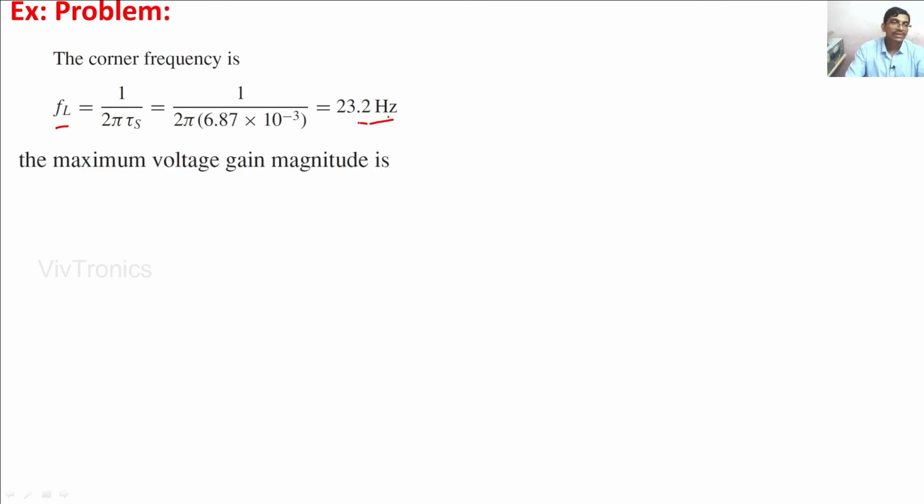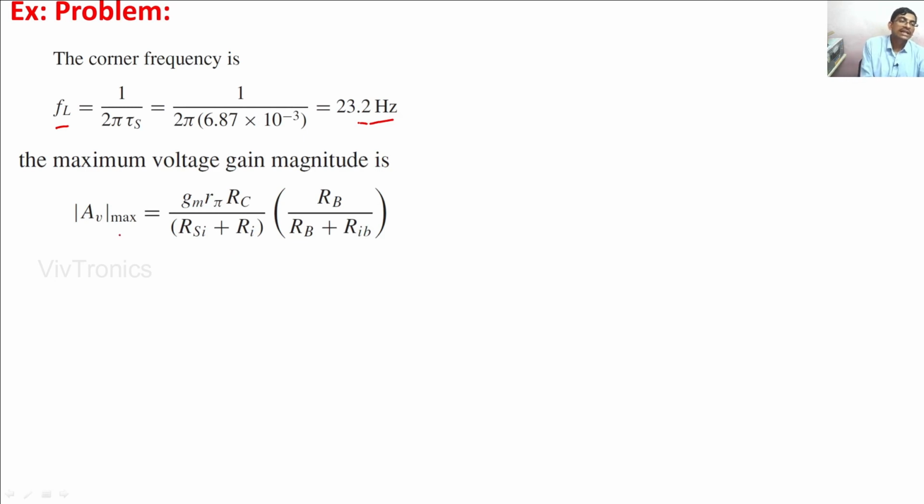The maximum voltage gain magnitude is given by the equation AV maximum is equal to gm r pi Rc divided by (Rsi plus Ri), times Rb by (Rb plus Rib), where Rib is equal to r pi plus 1 plus beta times Re. After substituting the values, r pi is 1.44 kilo ohms, 1 plus beta is equal to 101, and Re value is 0.4. Then we can get the Rib value as 41.8 kilo ohms.